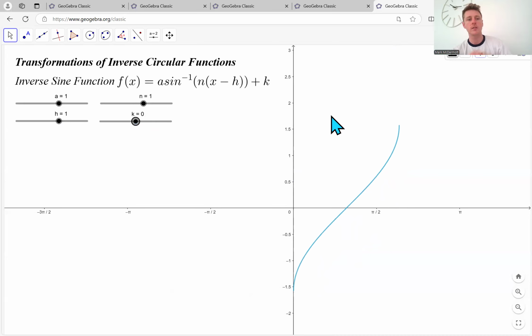I hope you would agree that you could do very similar logic with cosine and tan as well. You're pretty much doing the same thing. Again, a is a dilation by a factor of a from the x-axis, n is a dilation by a factor of 1/n from the y-axis, h moves it left and right, k moves it up and down. So hopefully you found that useful.